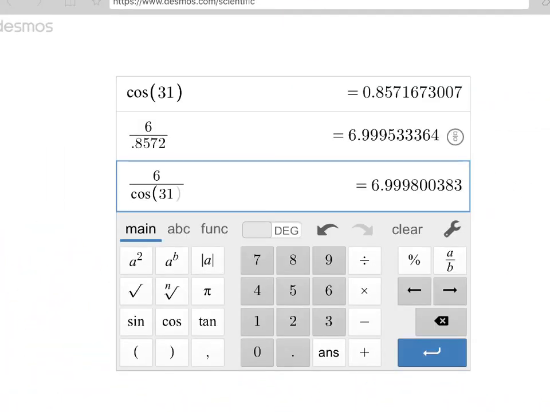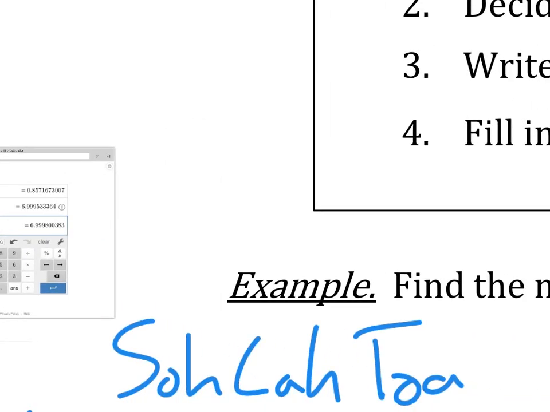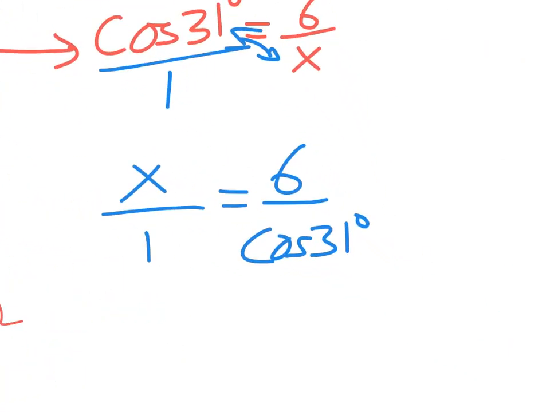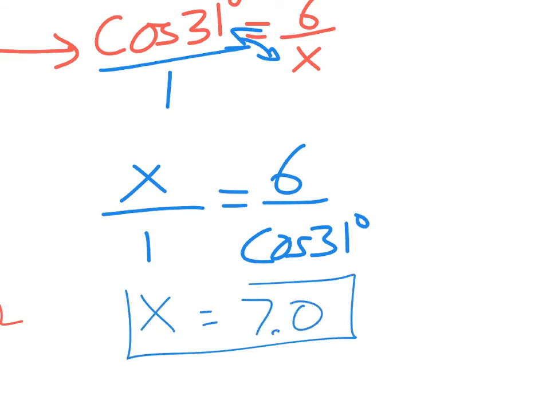Now I can go to my calculator and ask, what is 6 divided by the cosine of 31? By typing in 6 divided by the cosine of 31, it gives us the answer we want, 6.998. We don't have to find this decimal. We don't ever need to know that. All we care about is the final answer. So again, 6.998, we'll round that off to 7. Same answer, a little more direct, 7.0.